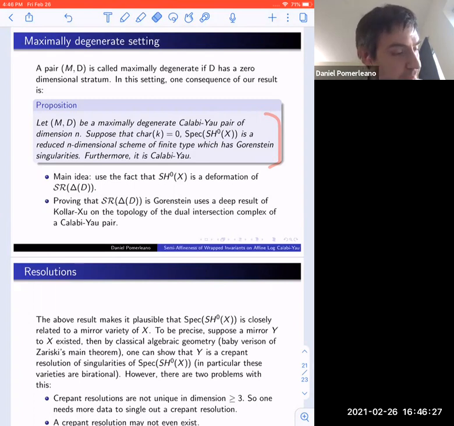This is nice because what you've produced intrinsically from this pair is a ring whose spectrum is a Calabi-Yau with singularities of the same dimension as your original variety.